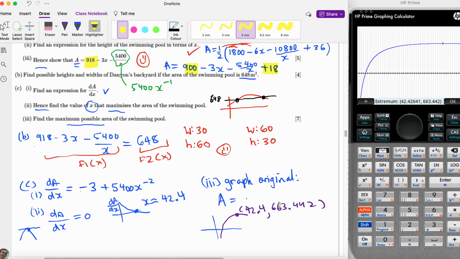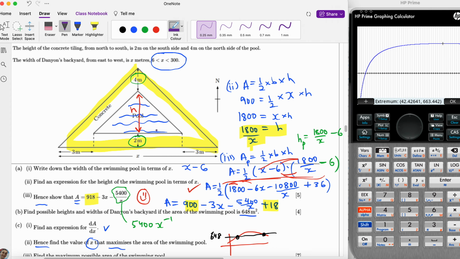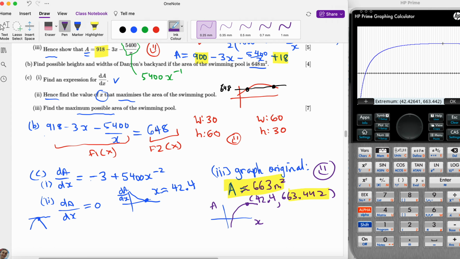And then the maximum area. This graph is for the x and the A. And so the area is, you can put the approximation sign, 663. That's like a pretty big pool, right? I guess it has to be for us to swim in it. All right. Okay, so again, do this again, and then try to do it faster. This is one of the more difficult problems, and I hope that it helped.